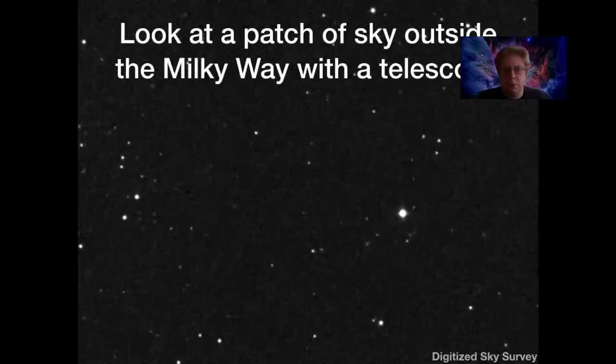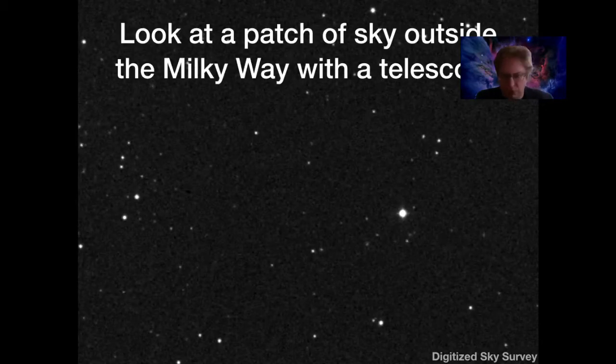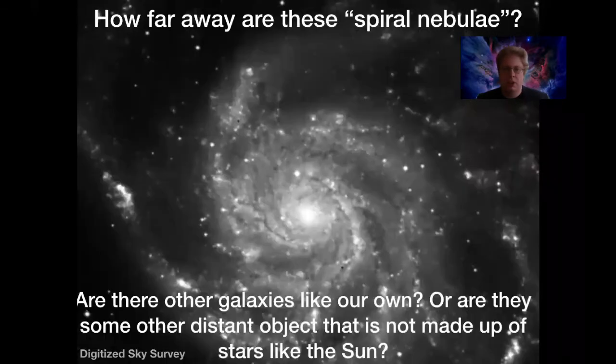Another question that people thought about around that time is when you look at patches of sky outside of the Milky Way with telescopes, most of the time you'll see something like this where you have stars scattered about. But other times, you'll see weird structures that look like this. This is what was called in the day a spiral nebula. It's this milky thing, which has this flat, diffuse, nebulous appearance with a characteristic spiral pattern.